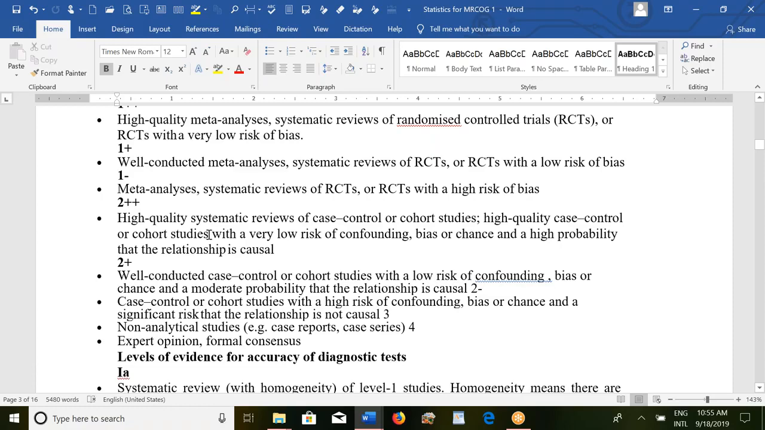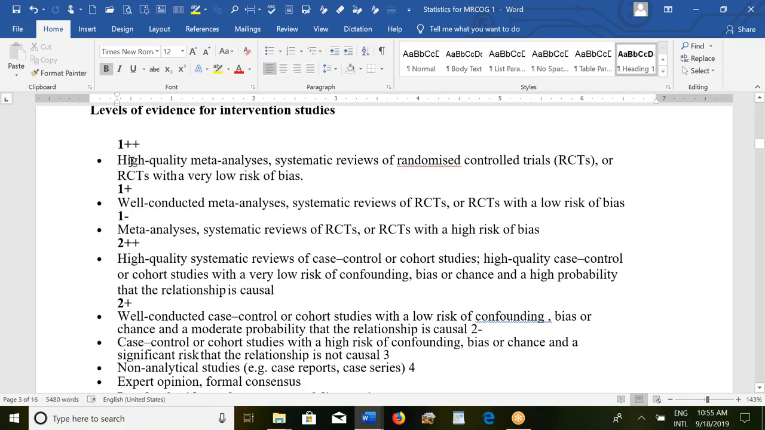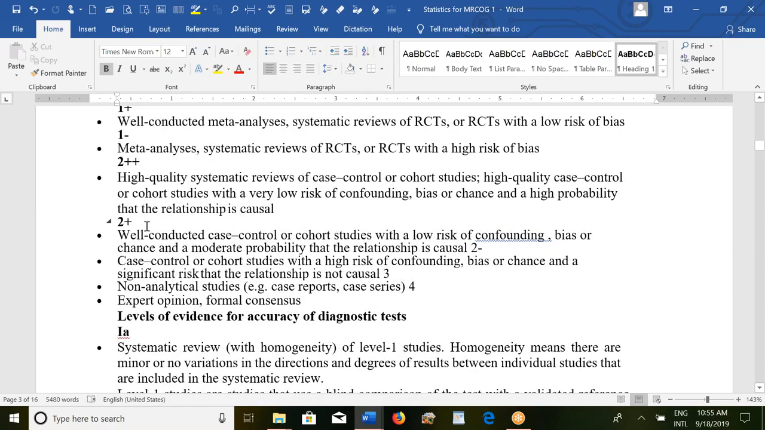You don't have to go into detail, you just need to remember these first 3 points. Okay. +2 means well controlled, well conducted case control or cohort studies with a low risk of confounding bias or chance and a moderate probability that the relationship is causal. Then case control or cohort studies with a high risk of confounding bias or chance and a significant risk that the relationship is not causal.